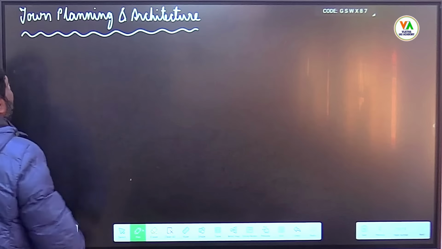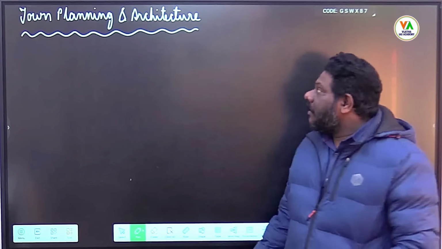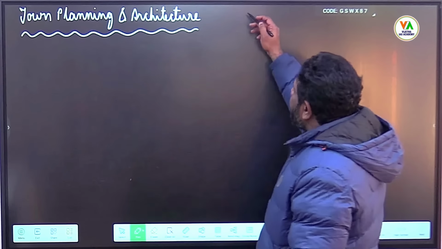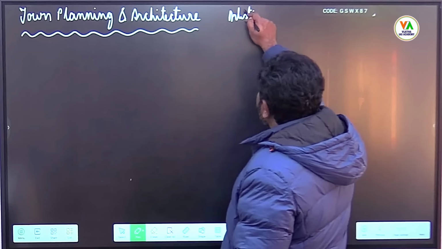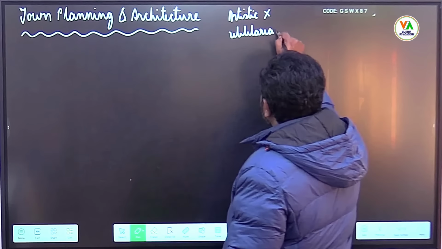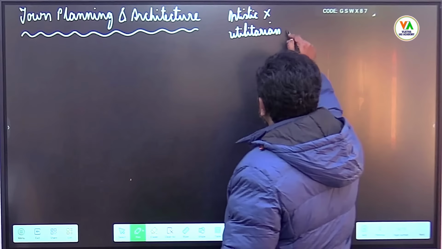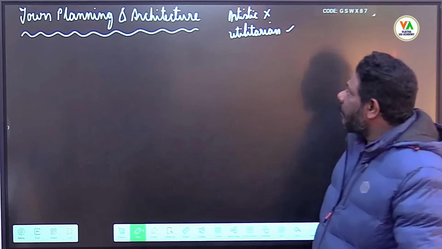This town planning of Indus Valley Civilization is quite utilitarian in nature. It is not artistic, but it is quite utilitarian in nature. So it is based for certain uses. So it is more useful than beautiful.